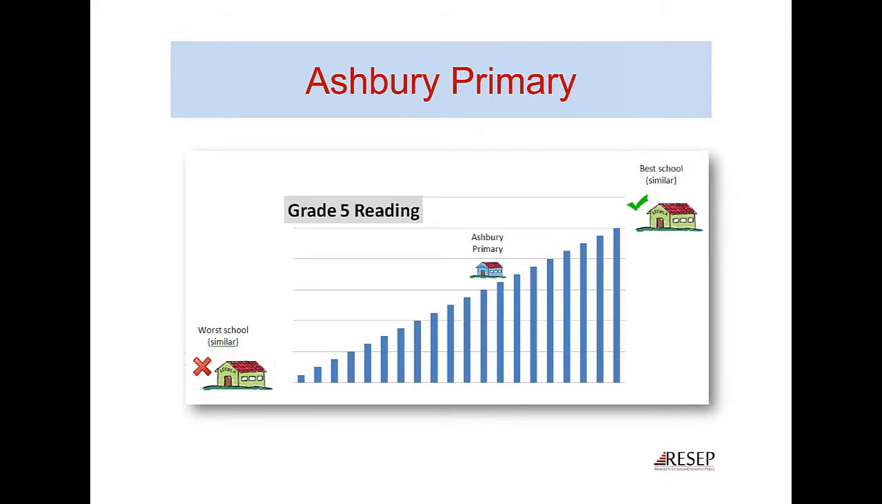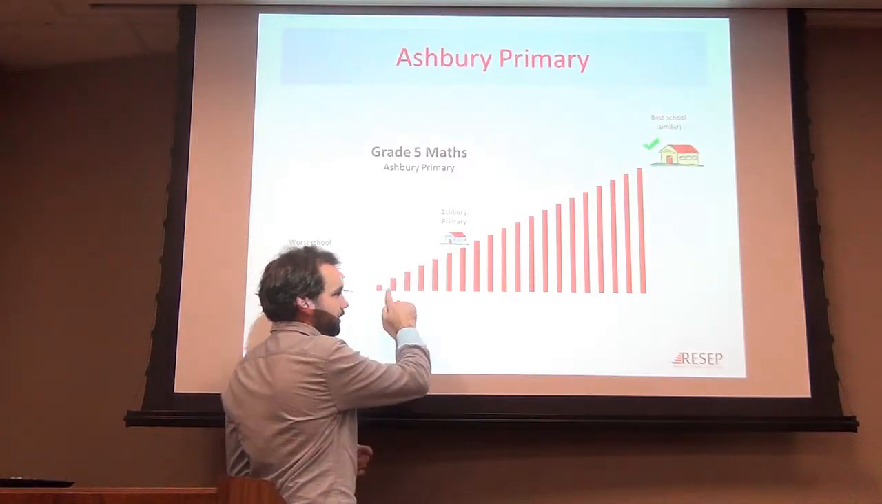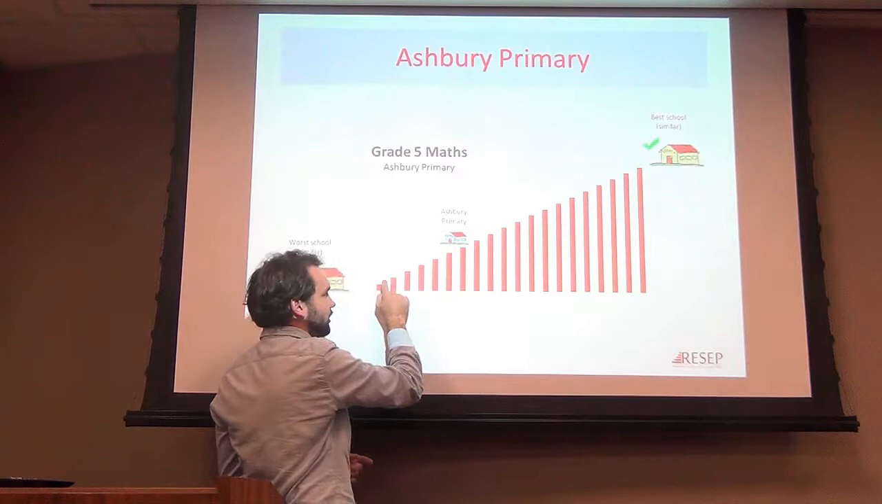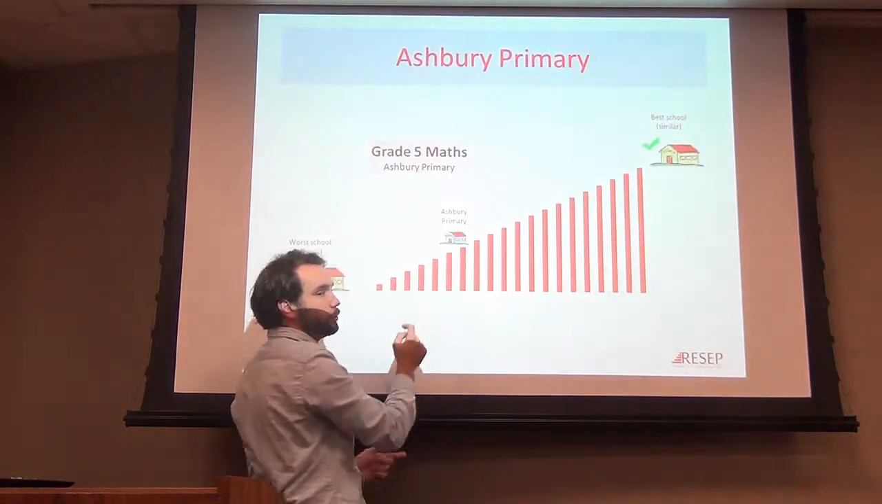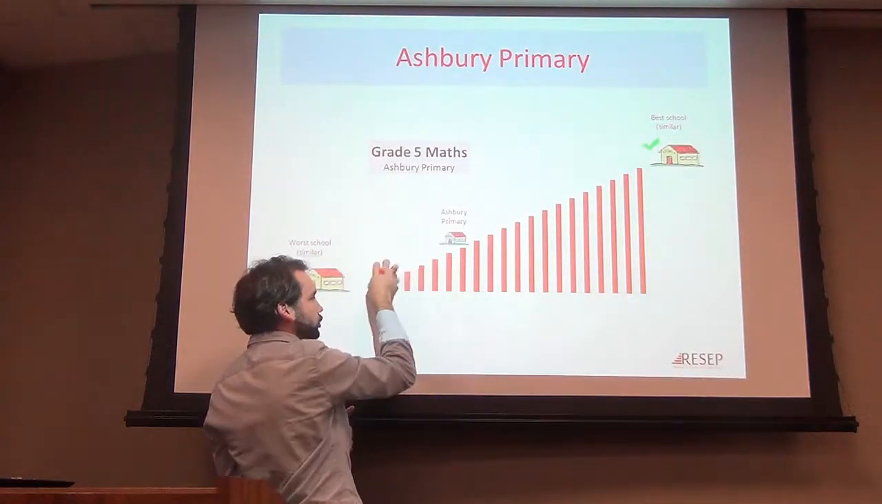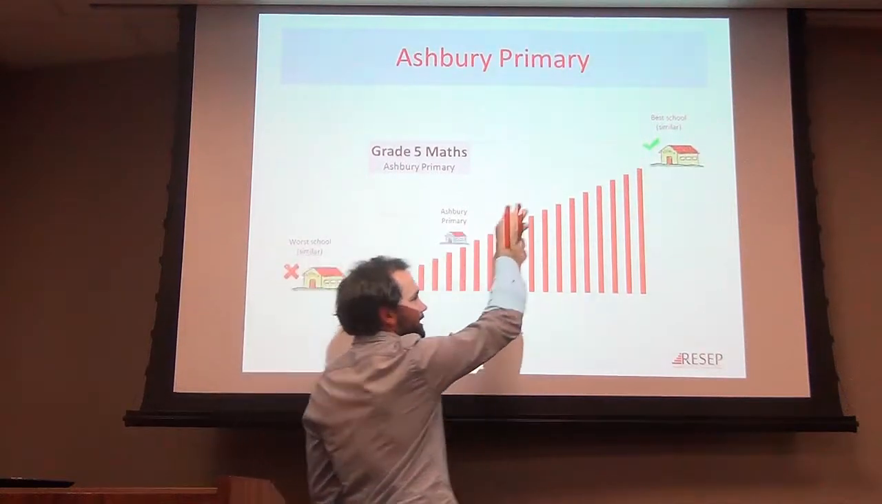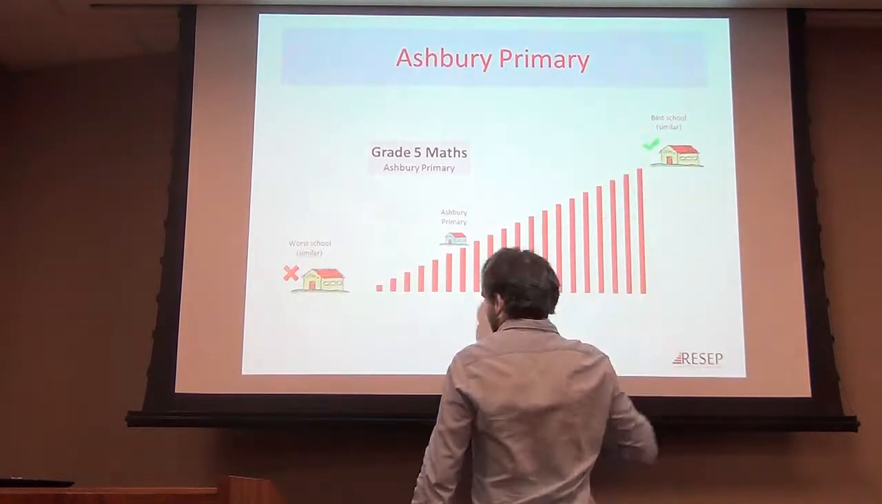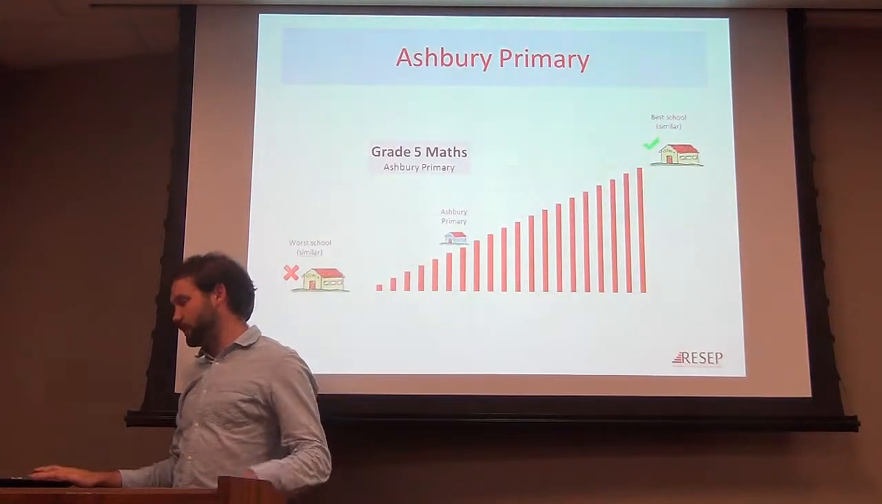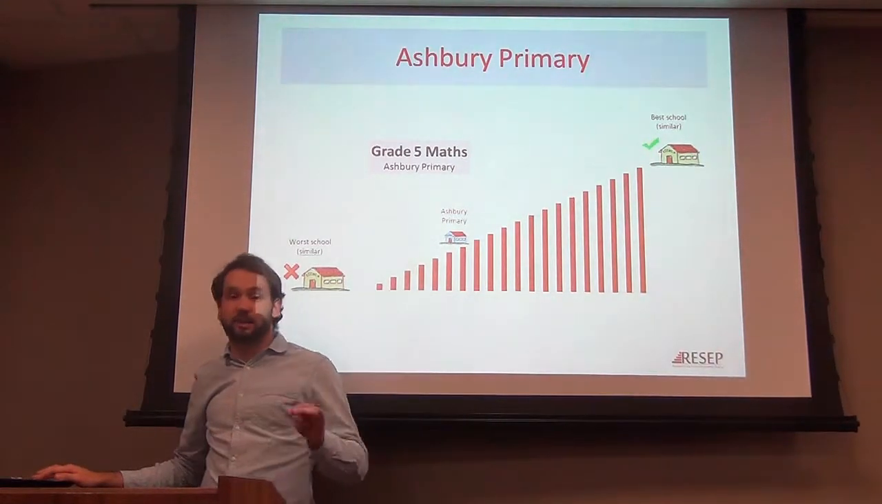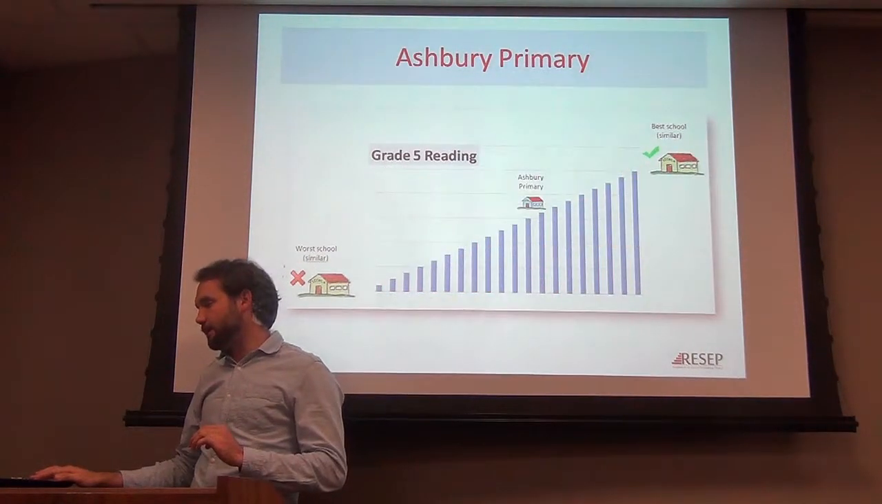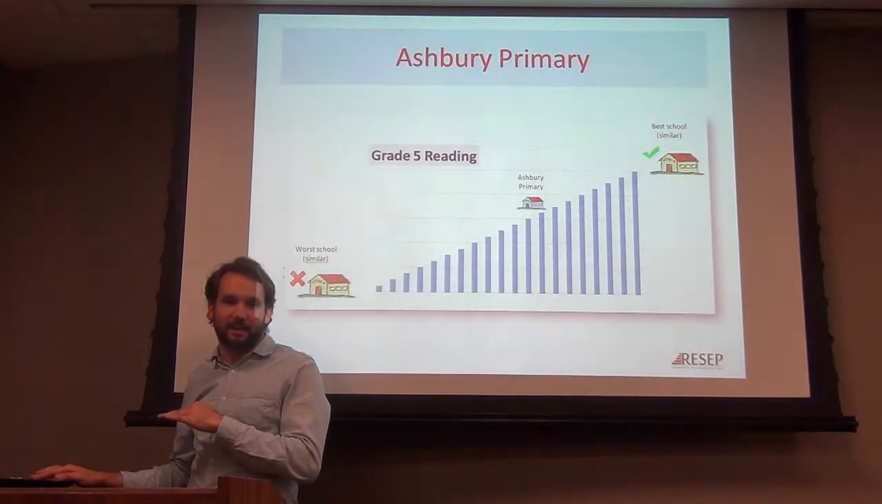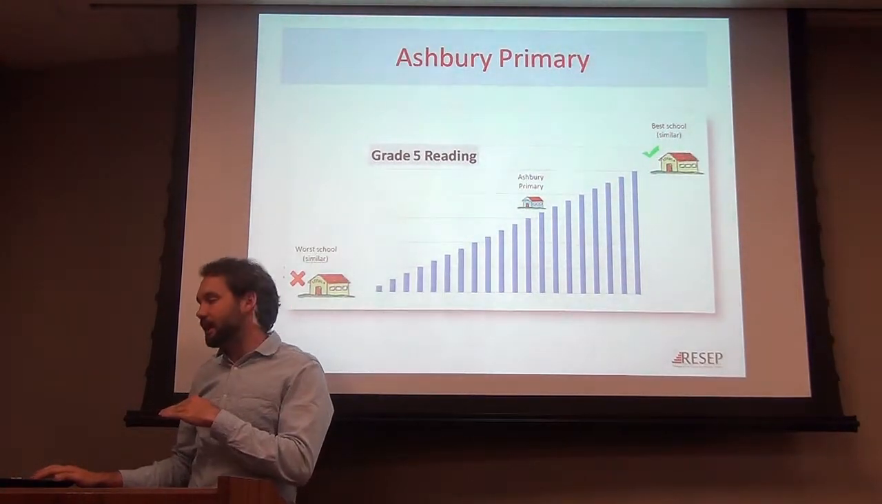But basically Ashbury Primary, this is the performance scale, and each one is just increasing by 5%. So if you were in the worst 5%, your little school would be over here. If you were in the best 5%, your school would be up there. So we can see that this school is performing slightly below average relative to similar schools, but in reading it's not performing as badly, it's performing slightly higher.